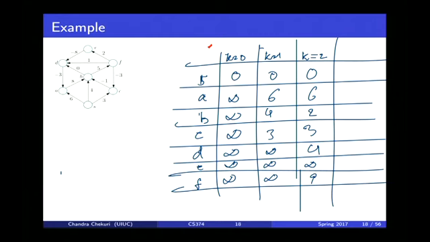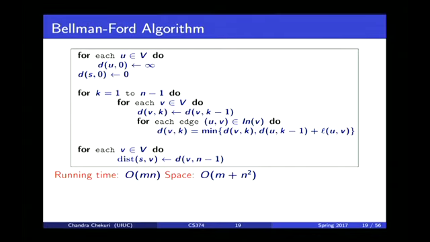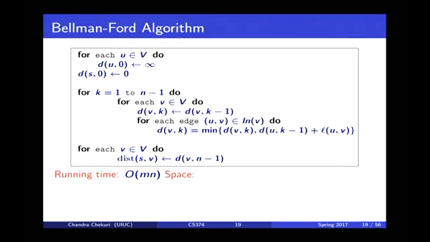That we haven't optimized yet, right? I'm just saying, if I did the entire thing, it's n squared. Yeah. Okay. So the space is m plus n squared, right? We have to store the graph. Okay. That's the Bellman-Ford algorithm.